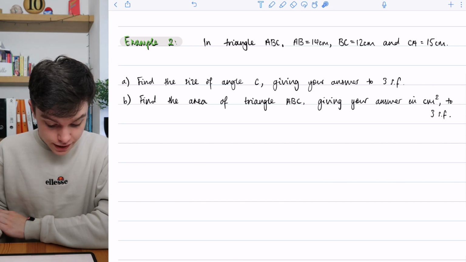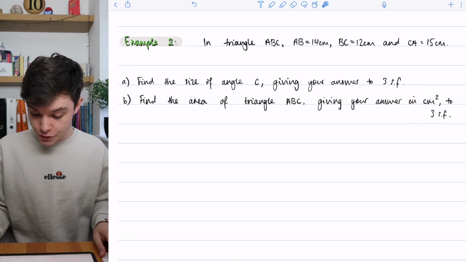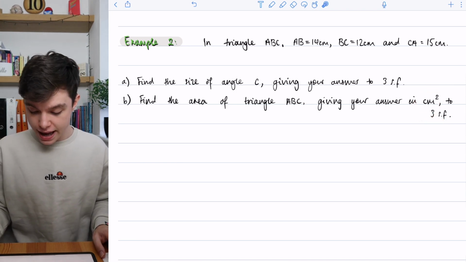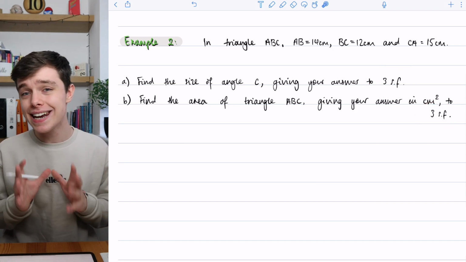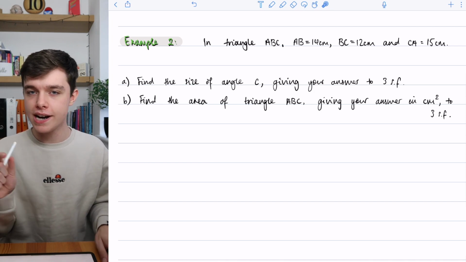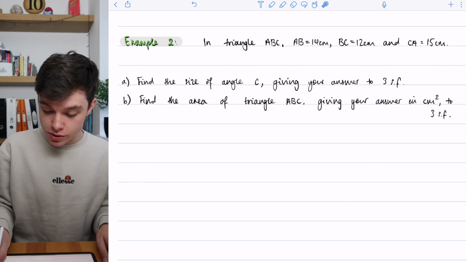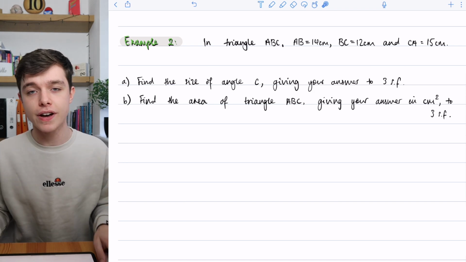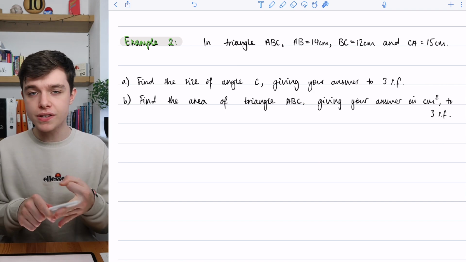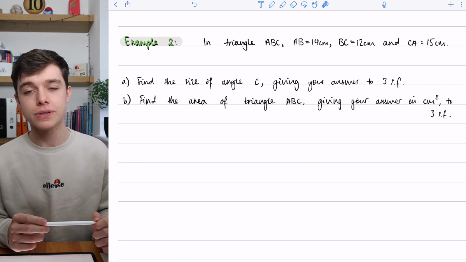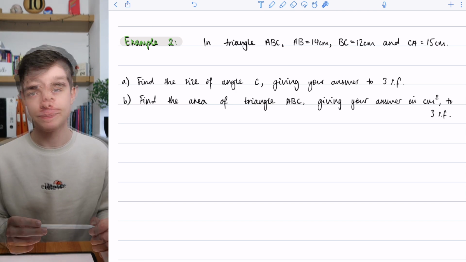And then part B says find the area of triangle ABC, giving your answer in centimetres squared to 3 significant figures again. If it didn't tell you to give it to 3 significant figures, you can give it to whatever you like. In an exam though, check on the front of the paper and it will tell you what to give your answers to. Okay, so pause and have a go. I would recommend using all the information here to draw yourself a diagram of the triangle, and then use either the area, the cosine rule, or the sine rule and see what you can do to work out the answer. So pause and have a go, press play, and then we'll work through the answer.